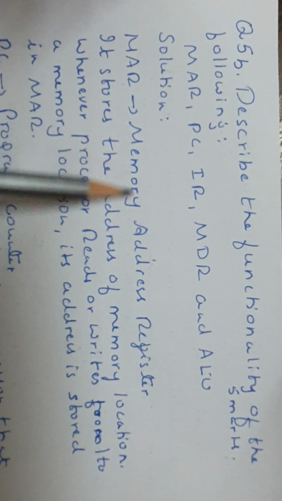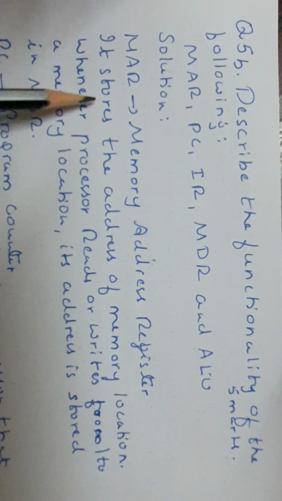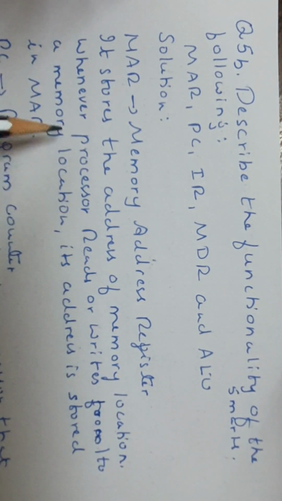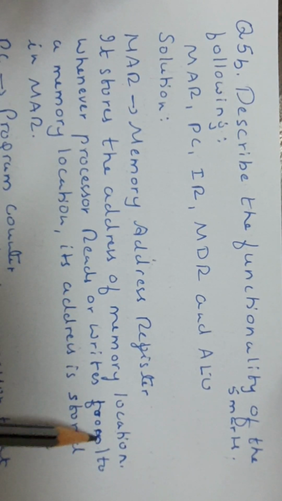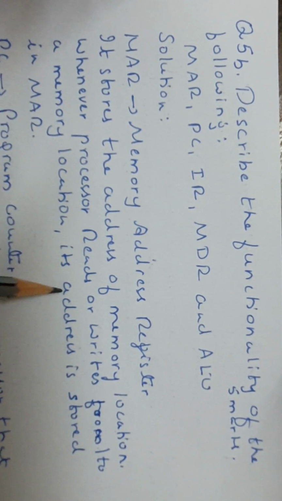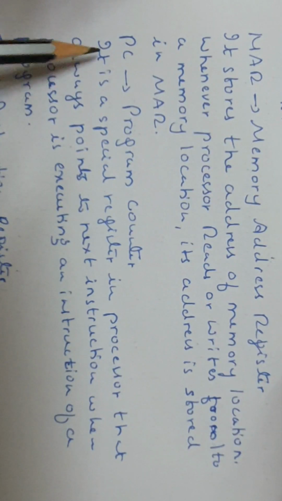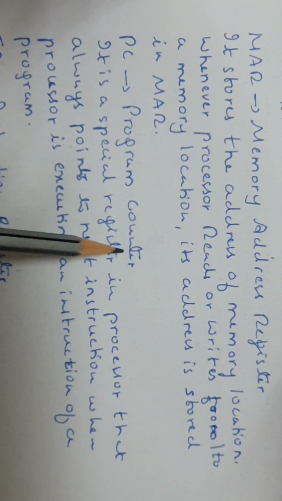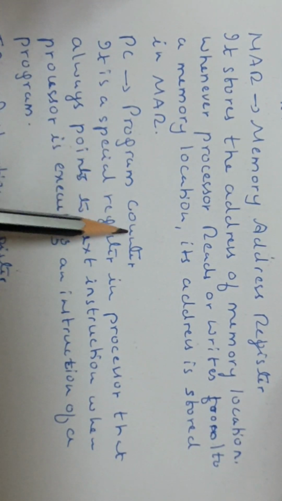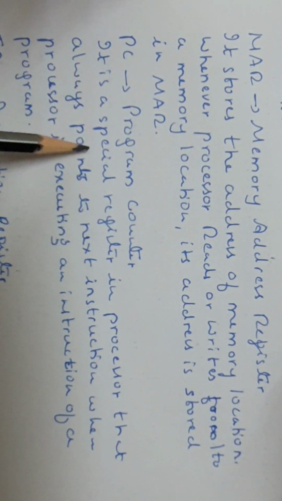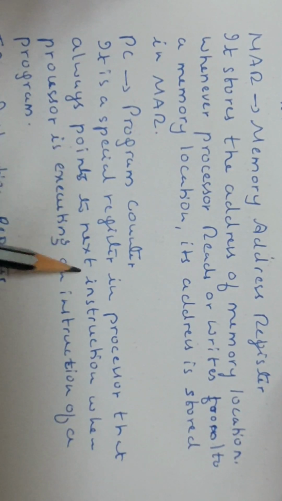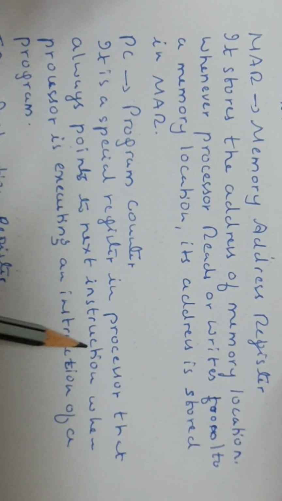Hence MAR, memory address register. Processor stores the address of memory location in MAR. Whenever processor reads or writes from or to a memory location, that memory location address is stored in MAR. Okay. Next, PC, program counter. It is another special register in the processor. So it always stores the address of the next instruction. It's a pointer to the next instruction.